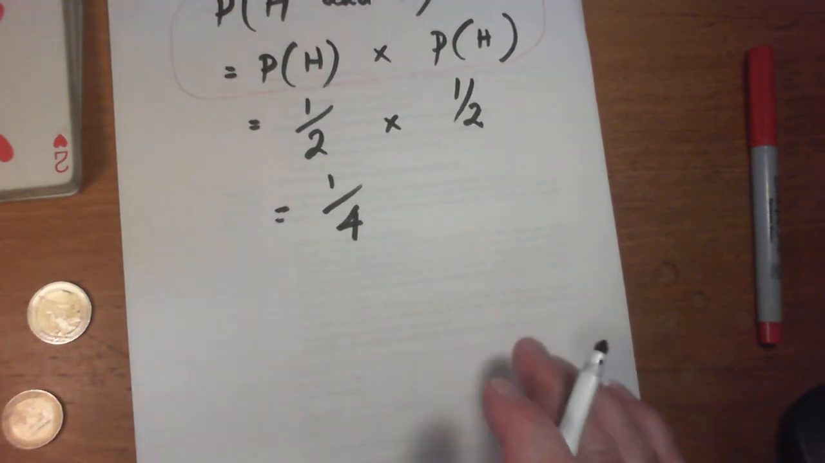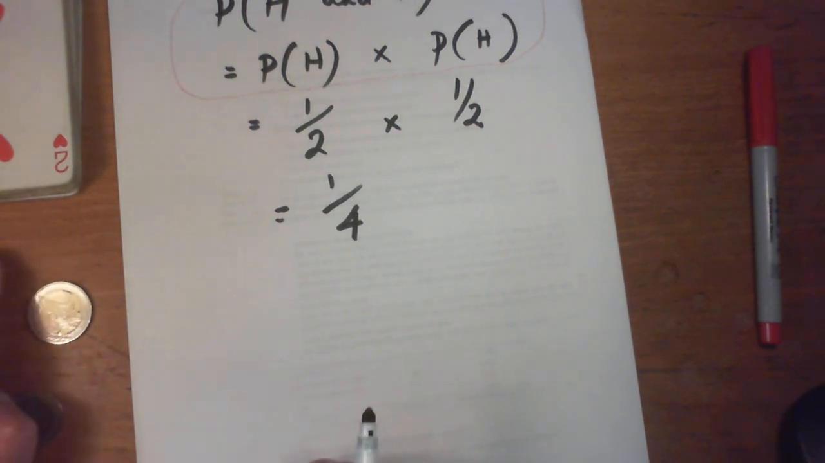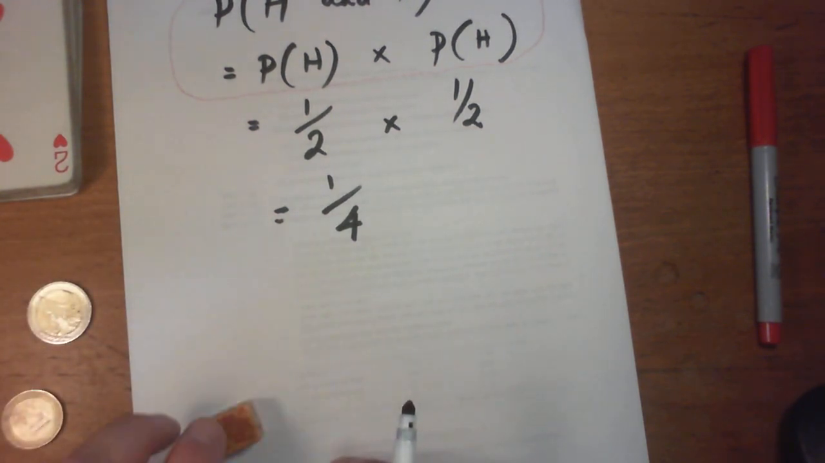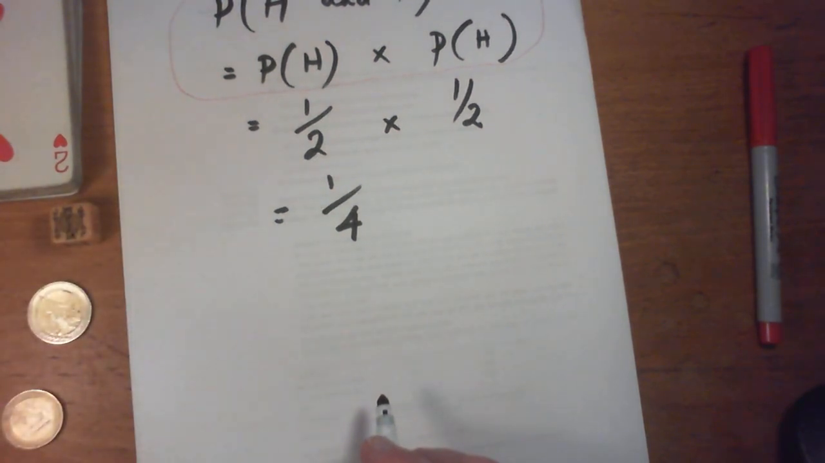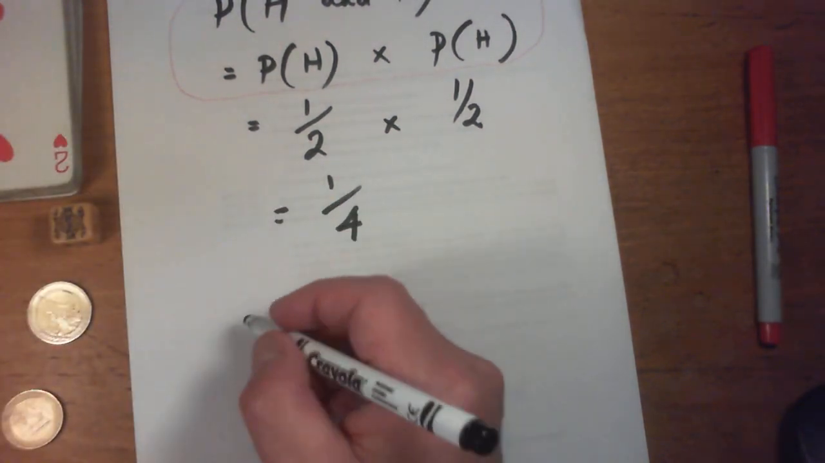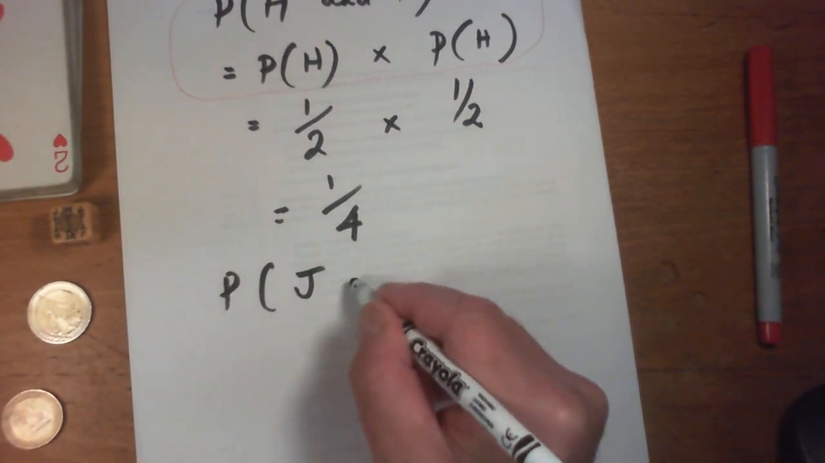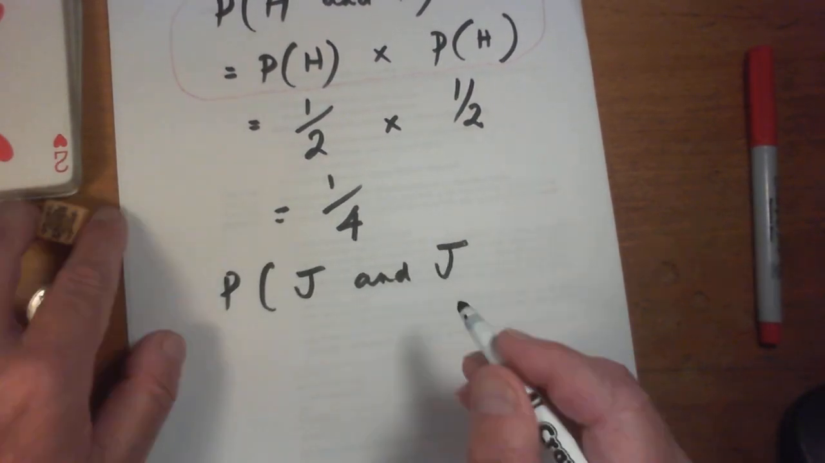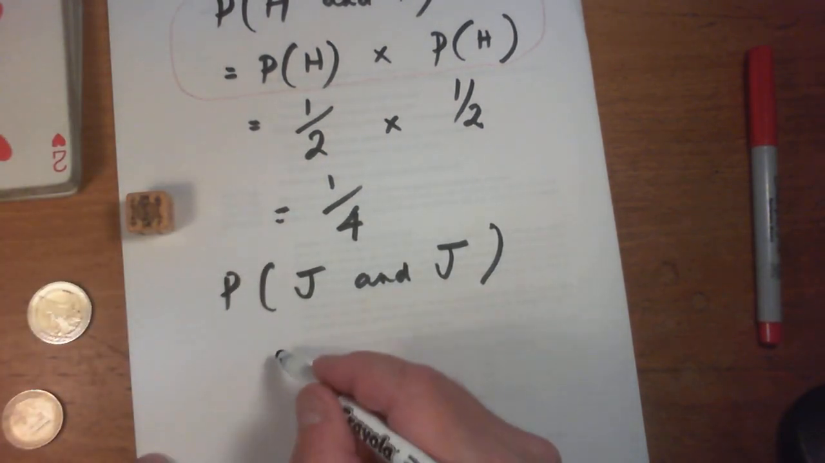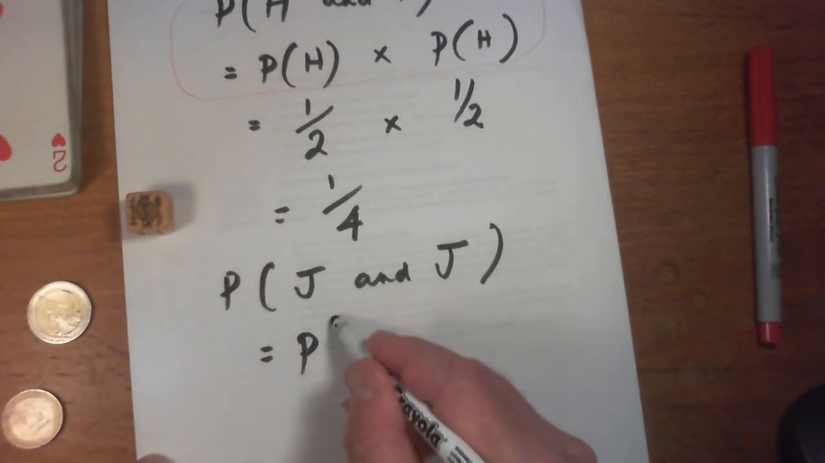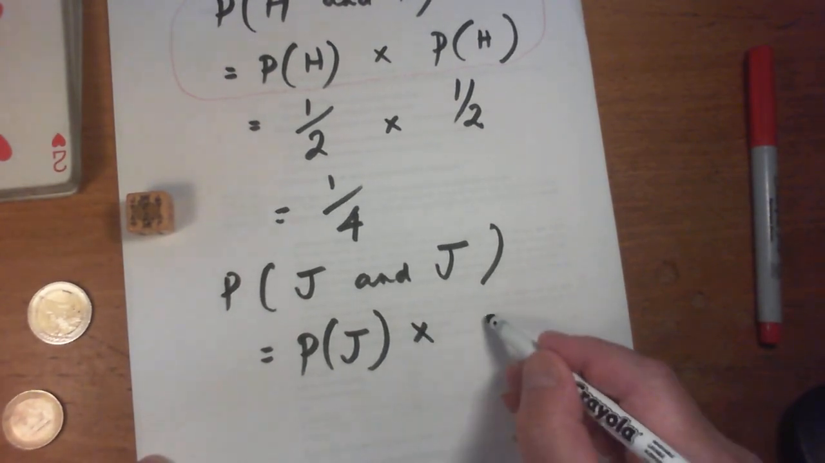Again, I haven't got a proper dice, but this is a poker dice. What's the probability of getting a jack? I throw it twice. What's the probability of getting a jack and a jack on this poker dice? Well, the probability initially is 1/6. I'll state the rule again: probability of a jack multiplied by the probability of a jack.